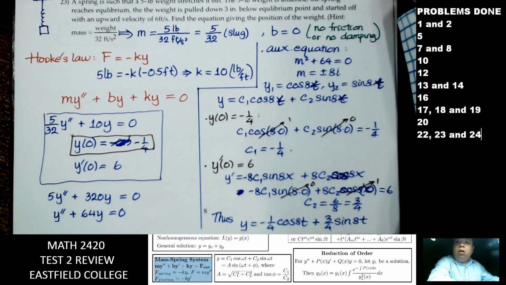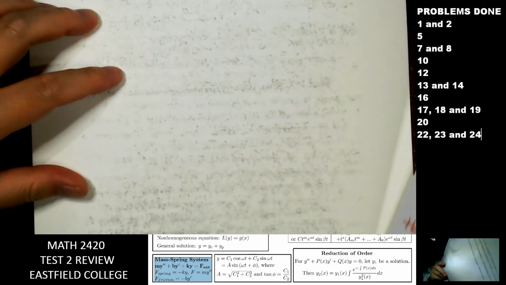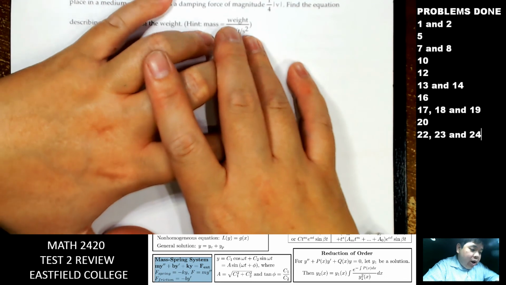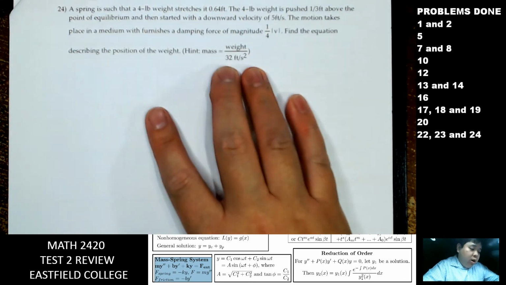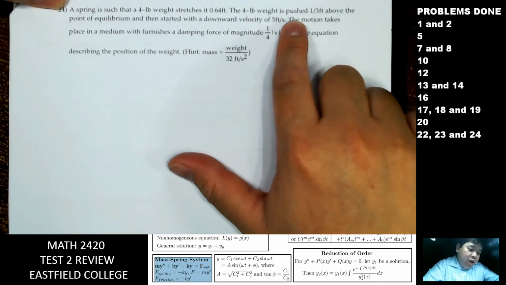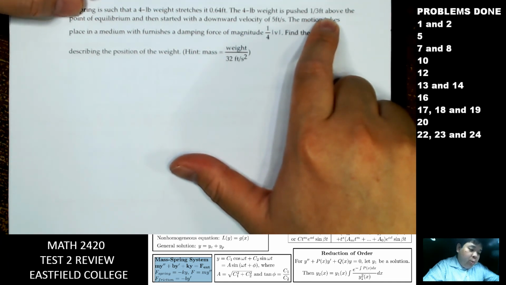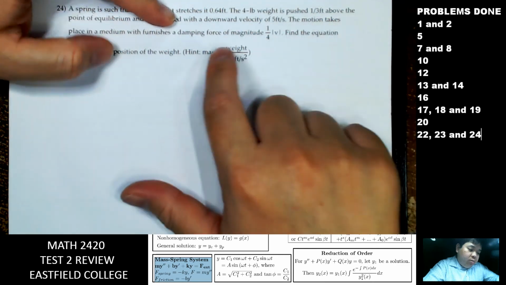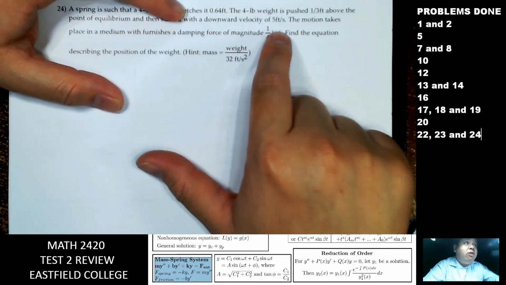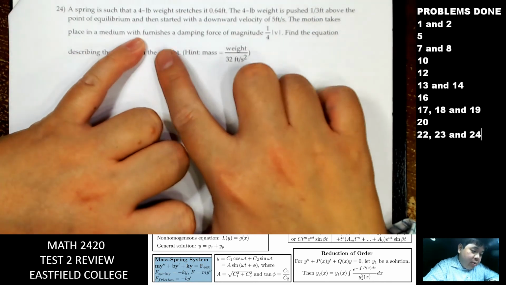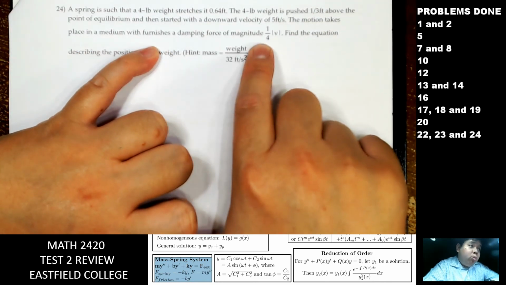Yeah, there's still time. Let's take a look at the last one. A spring such that a 4-pound weight stretches it 0.64 feet. The 4-pound weight is pushed 1/3 feet above the equilibrium point and then started down with a velocity of 5 feet per second. The motion takes place in a medium that furnishes a damping force of 1/4.